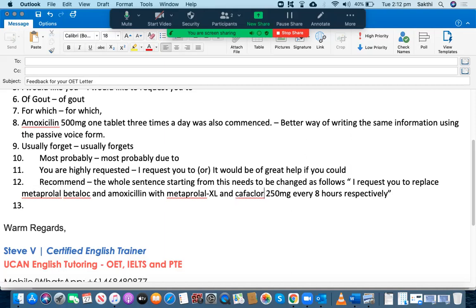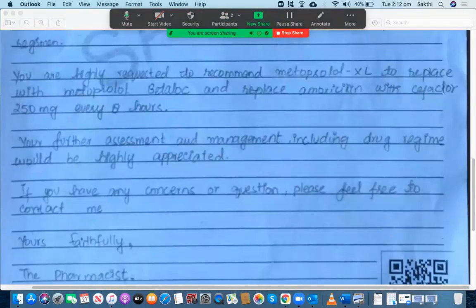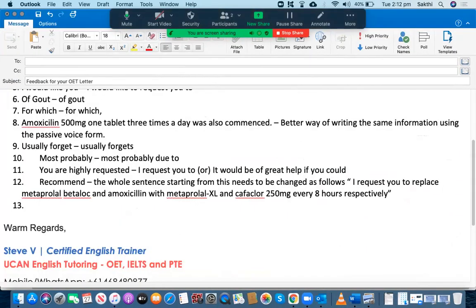XL and Cefaclor 250 mg every 8 hours respectively. That's it, finished. So this is a better way of writing them down. You don't need to write them separately. In this case, it's clearly mentioned. When you use respectively, it means the first medicine will be replaced with the first medicine here, and the second medicine will be replaced with the second medicine here. All right.